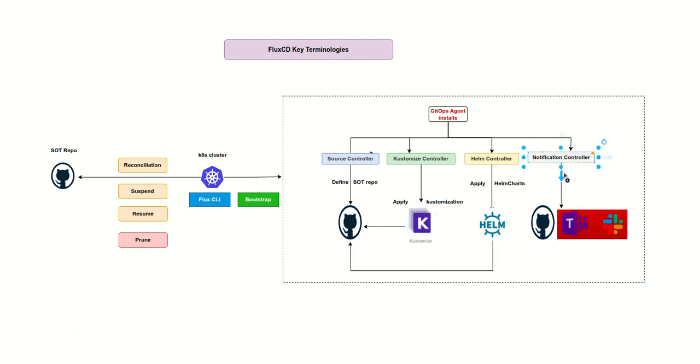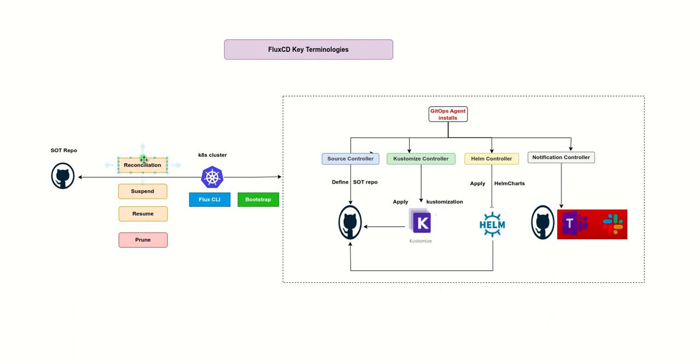We have the notification controller which notifies us of the state of our deployment process. It can notify the source of truth repository, teams and Slack. So these are the set of GitOps agents which will be installed when we start the bootstrap command.